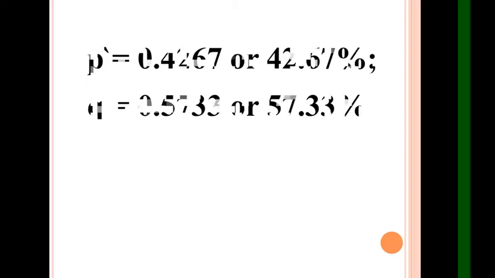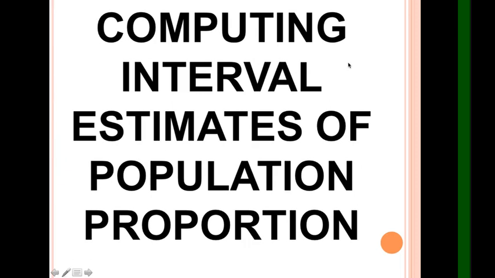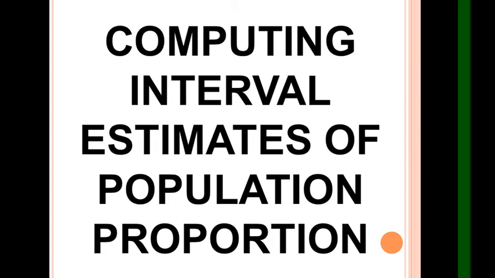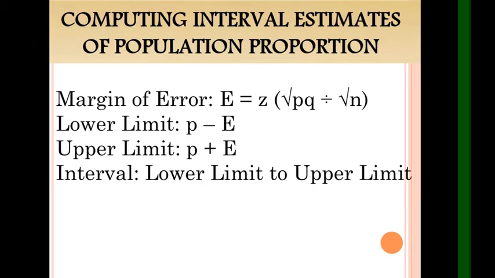Now, let's compute for the interval estimate of a population proportion. To compute, we have the margin of error. This will be our formula for the margin of error. We have Z, quantity square root of PQ divided by square root of N. And for the lower limit, we have P minus E.